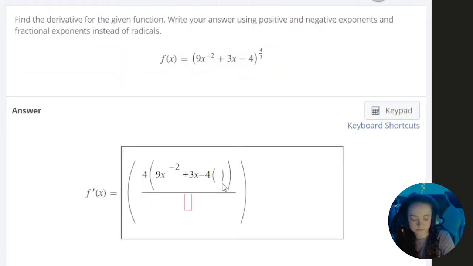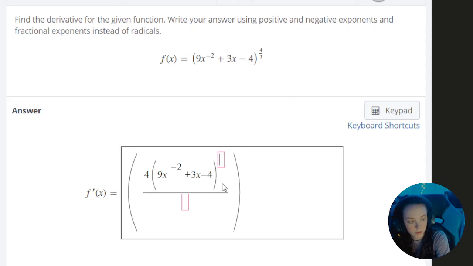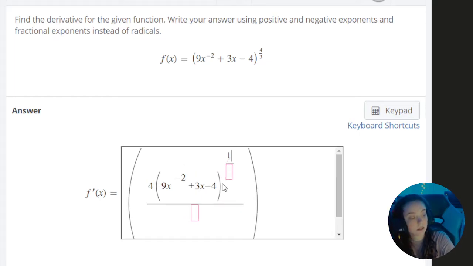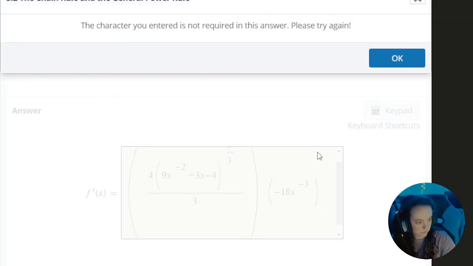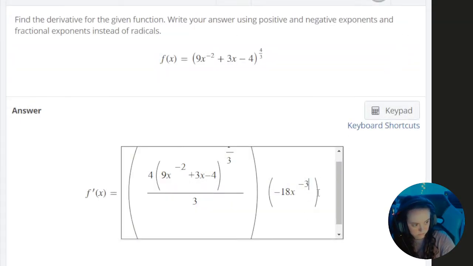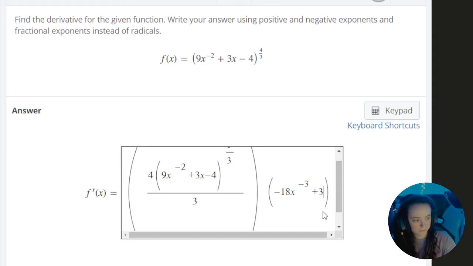Oh, that's right. I put that in the wrong place. See, it told me that I didn't need it because I clicked parentheses too early. Which is awesome, because it makes our lives way easier. And then all of that should be over 3 times the super easy one, -18x, x to the negative third plus 3.